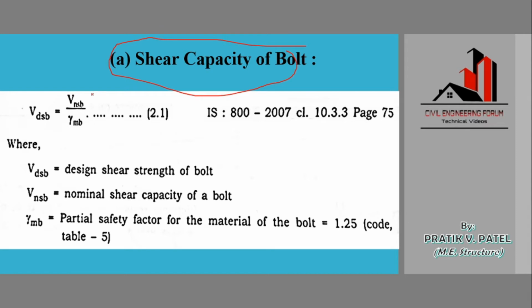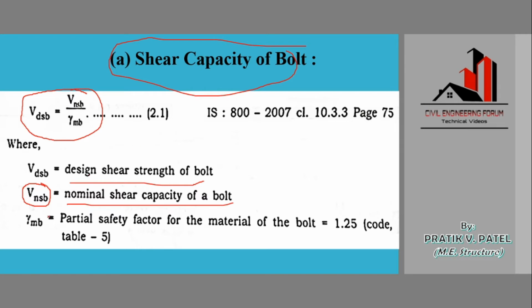The formula to find out the shear capacity of the bolt is V_dsb = V_nsb / gamma_mb, where V_dsb is the design shear strength of the bolt. It is abbreviated by this V_dsb. And regarding V_nsb, it is the nominal shear capacity of the bolt. The word nominal itself defines that nothing is added in this V_nsb. Even the safety factor is not considered.